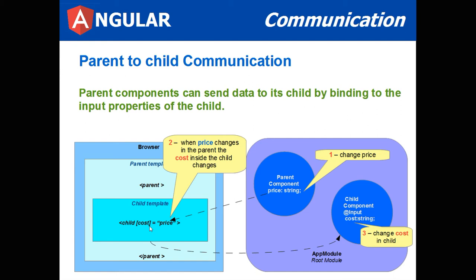Keep in mind that Angular and all of its libraries and packages are implementing the change detection. So when we change the price value, this value is dynamically propagated through the cost attribute of the child component. So first, the price changes in the parent, then the cost inside the child component changes.